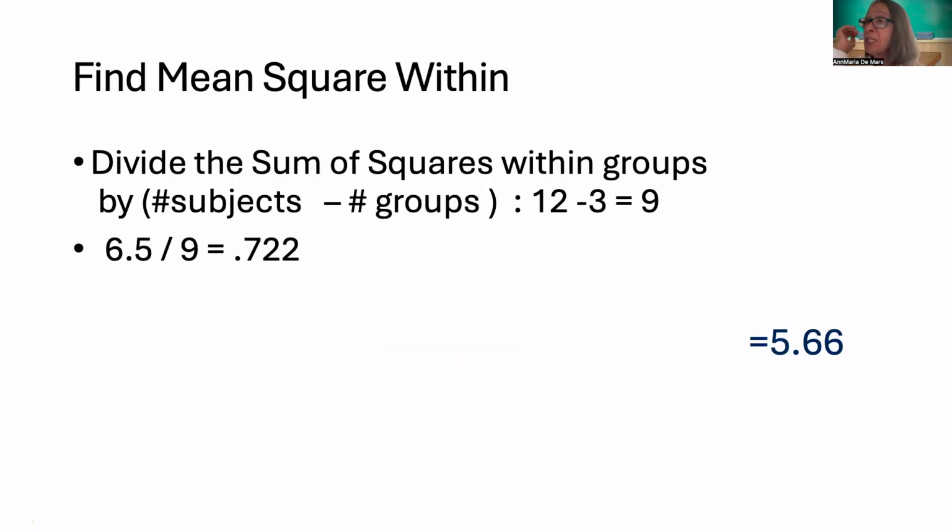Find the mean square within. So divide the sum of squares within groups by the number of subjects minus the number of groups. 12 minus 3 is 9. 6.5 divided by 9 equals 0.722.